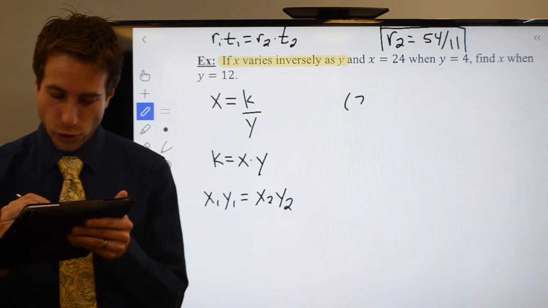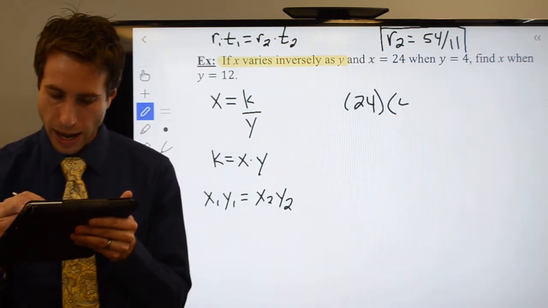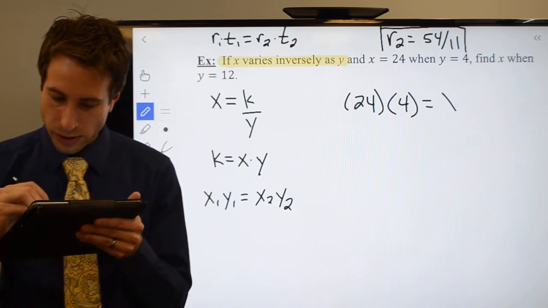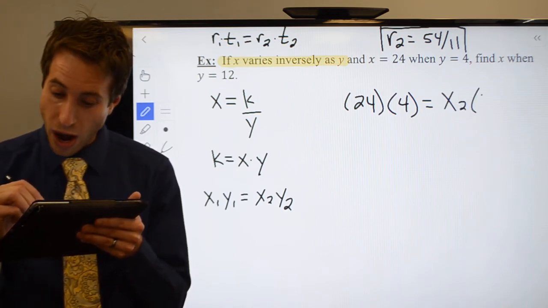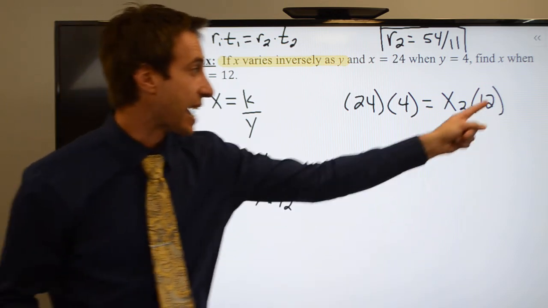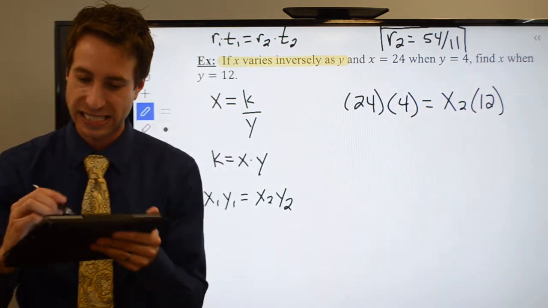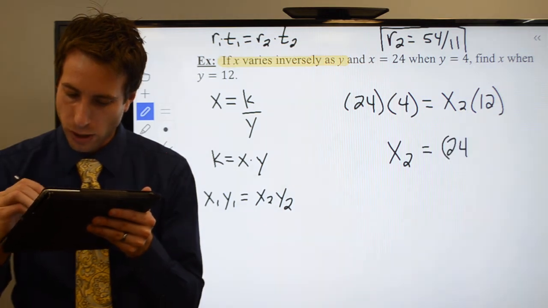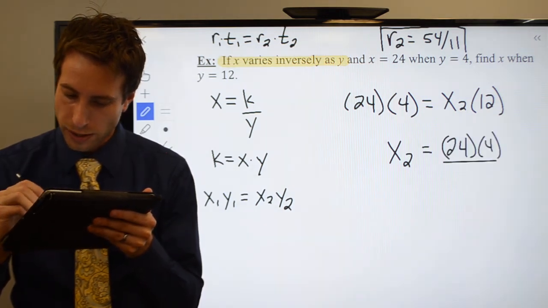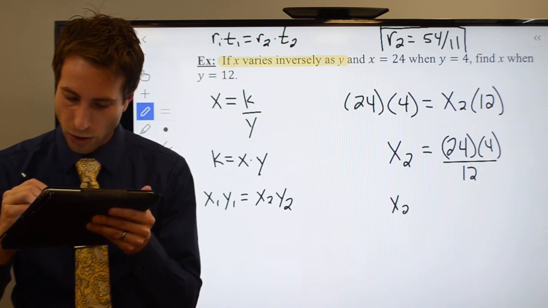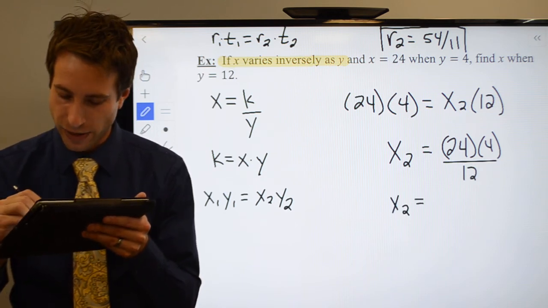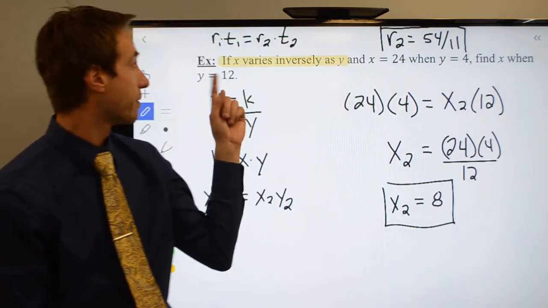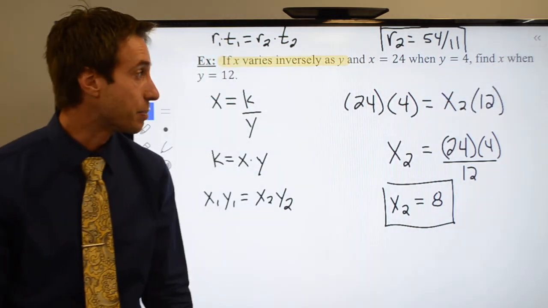I'm told X is 24 when Y is 4. That's all got to be equal to, I'm asked to find X, so X2 when Y is 12. Once again, divide that 12 to the other side. Very easy algebra problem to solve. 24 times 4 divided by 12. Plug and chug on a calculator, don't fat finger something, and I get that the value of X has to be 8.